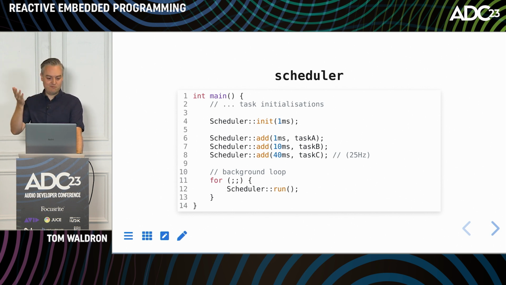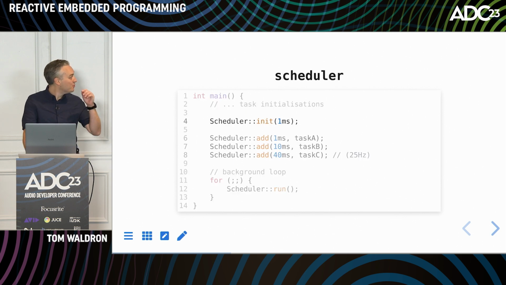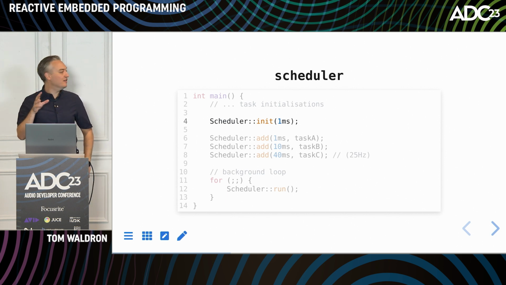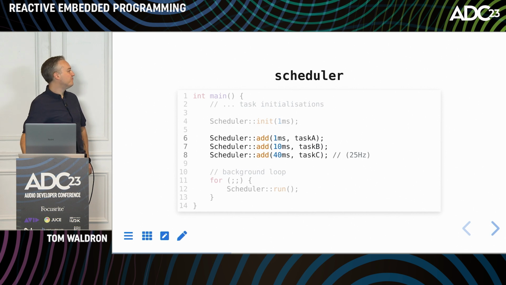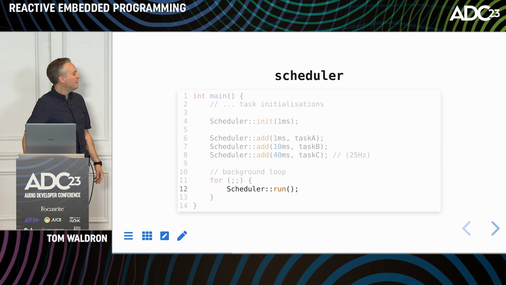And maybe I'll run my UI at 10 milliseconds, that should be quick enough for button presses and things like that. And 25 hertz for the display I've got on my little micro. These are just examples. So we might initialize our scheduler with some kind of time base, our minimal granularity. We're going to check for events and tasks every millisecond. And then we'll add our different function pointers. And in our background loop, we just run our scheduler.